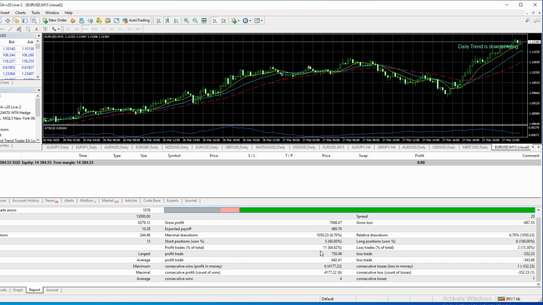It has a win percentage of 84%. That means out of 13 total trades, it made wins of 11 trades and it has losers of 2 losing trades.